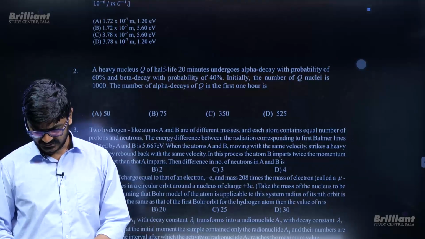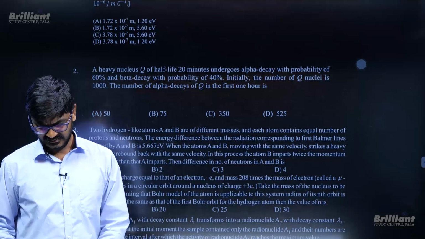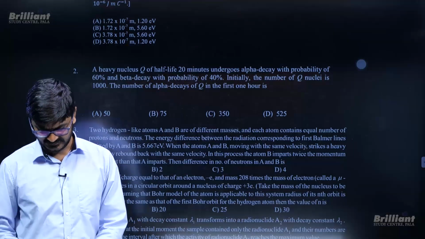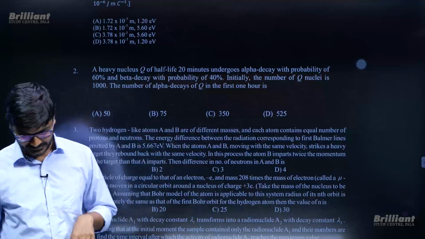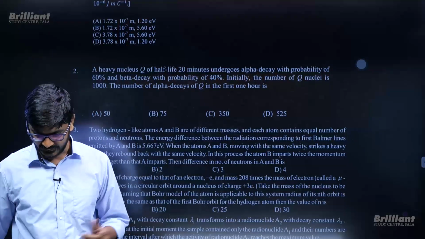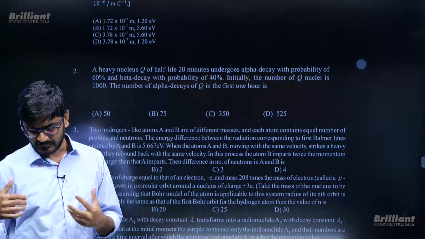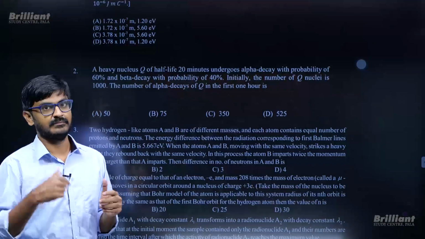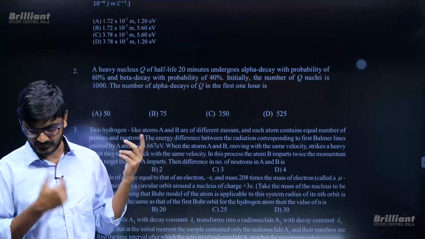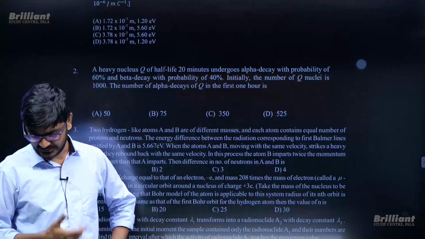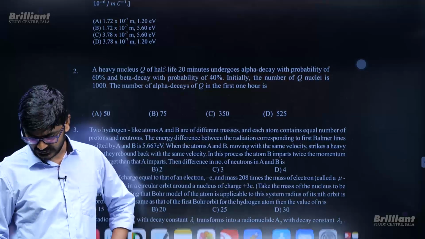Two hydrogen-like atoms A and B are of different masses. Each atom consists of equal number of protons and neutrons. The energy difference between radiation corresponding to the first Balmer series is 5.667. When the atoms are moving with the same velocity, they strike a heavy target and bounce back with the same velocity. In this process, atom B imparts twice the momentum. So basically the mass of B is more, since it is imparting more momentum. They are traveling with the same velocity, right? So you need to find the difference in neutrons in A and B.